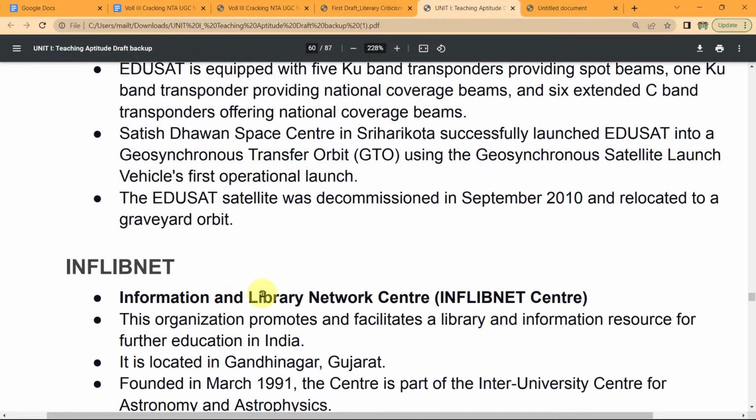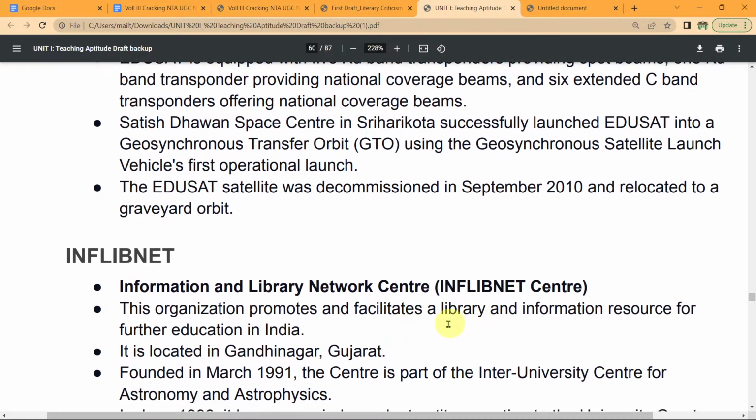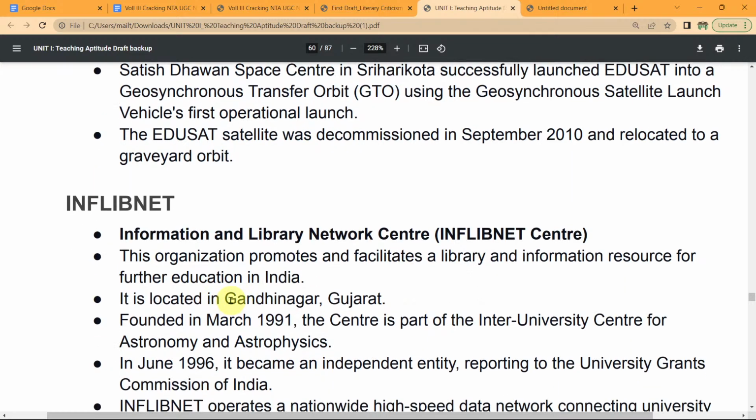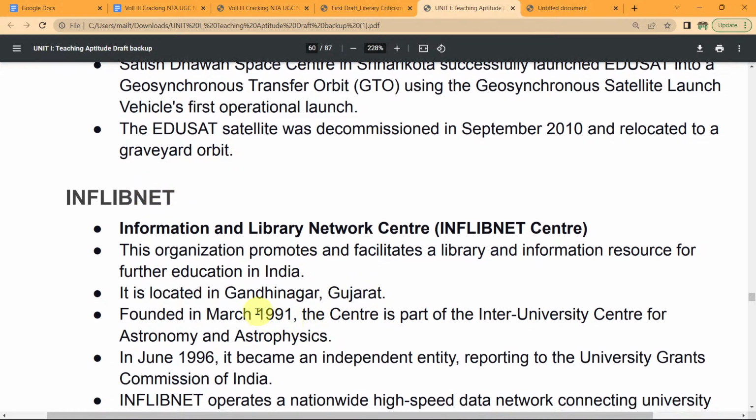INFLIBNET is whatever library they have, like Shodhganga, Shodhgangotri, or certificate, or whatever digital things are there on the internet, that is all provided by INFLIBNET, which is the Information and Library Network Centre. And the important thing is it is located in Gandhinagar, Gujarat, and it was founded in 1991. Okay, so remember the place of INFLIBNET and also the date, 1991.